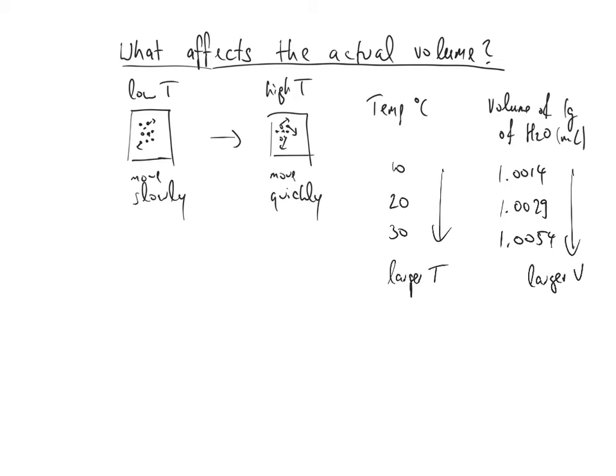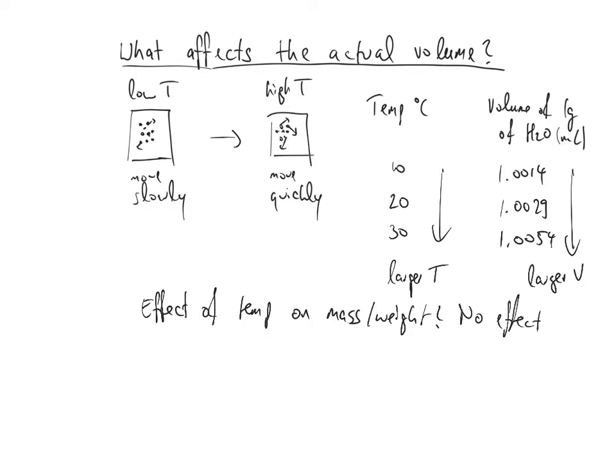Now a quick question, what effect does the temperature have on mass and weight? So the effect of temperature on mass or weight. And the answer is no effect. So it doesn't matter if it's 10 degrees or 30 degrees, it's still 1 gram. The mass doesn't change. Now think about it then. What happens to density, which is defined as mass over volume? As temperature increases, volume increases, and density decreases. And think about it. Buoyancy, density determines if something floats or sinks, right?